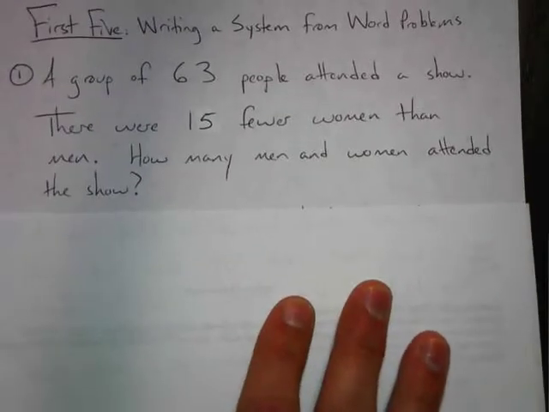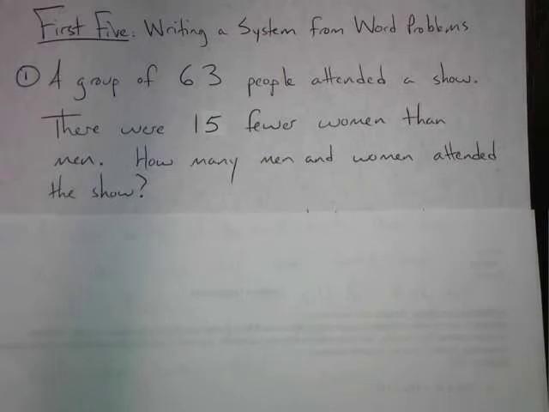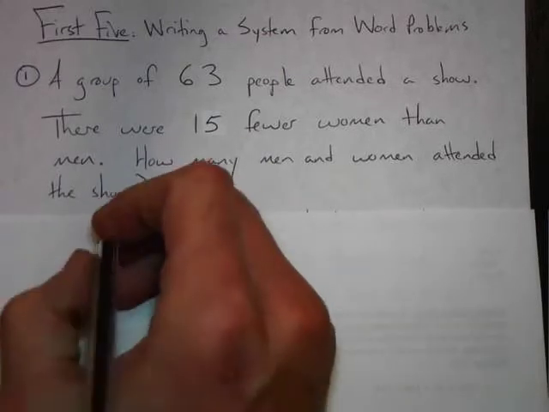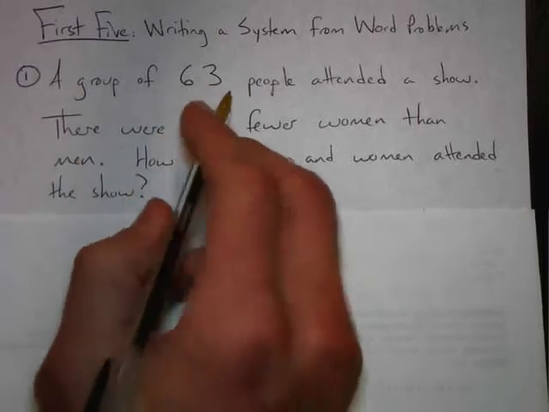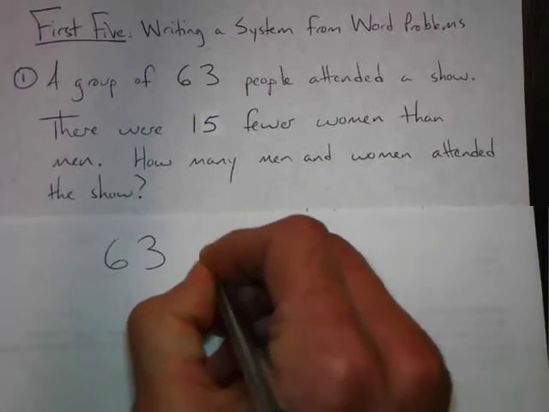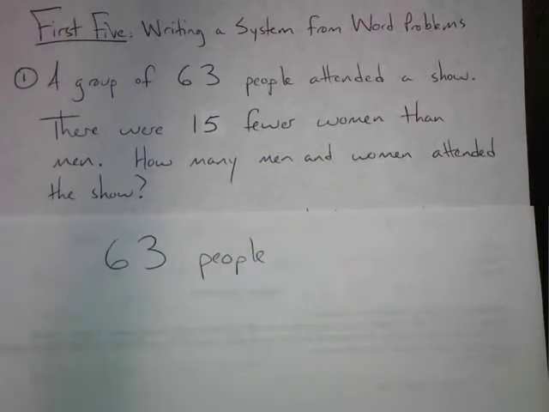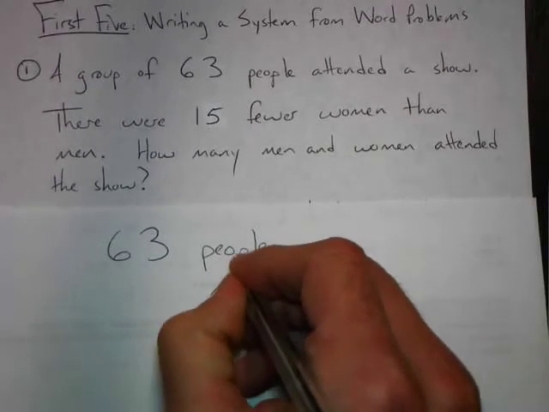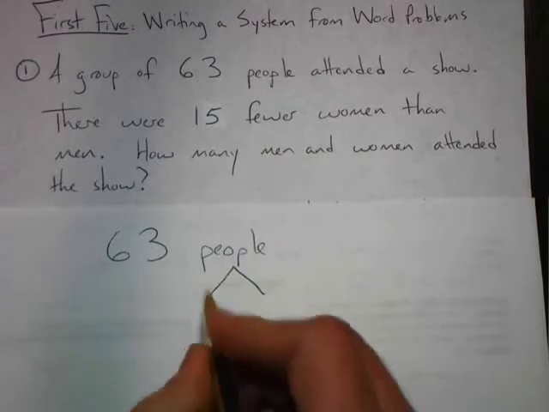Okay, back to number 1. We have a group of 63 people that attended a show, and there were 15 fewer women than men. How many men and women attended the show? The fact that we have a group of 63 people gives us an equation. We have 63 people that attended a show. What kinds of people are there? The people are made up of men and women.